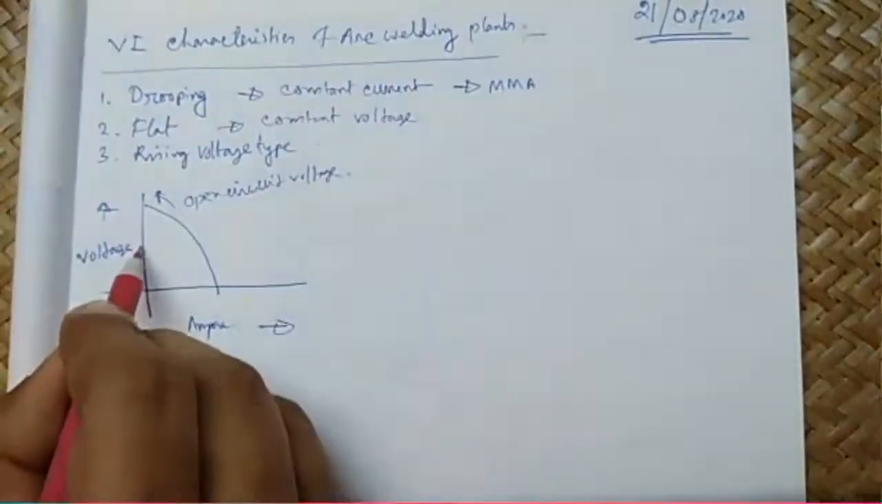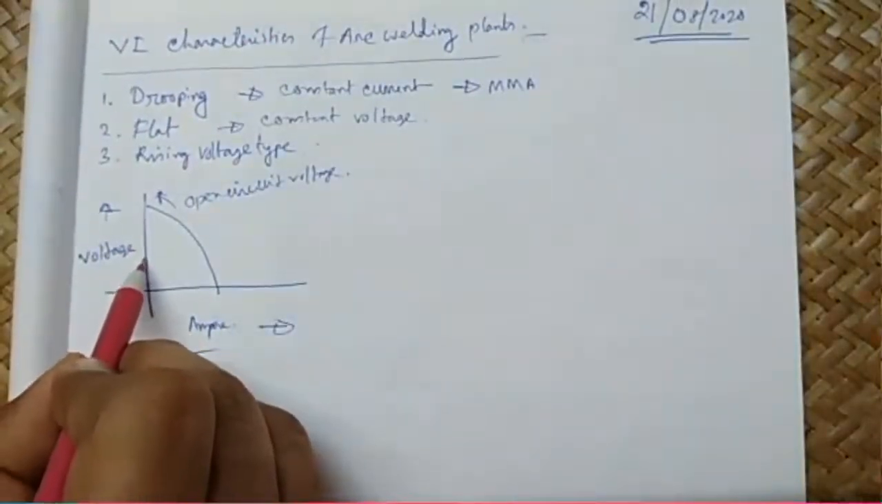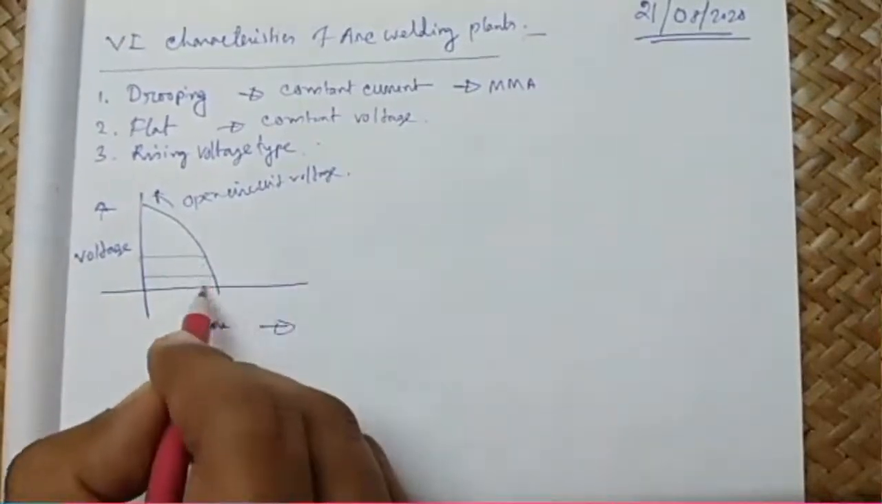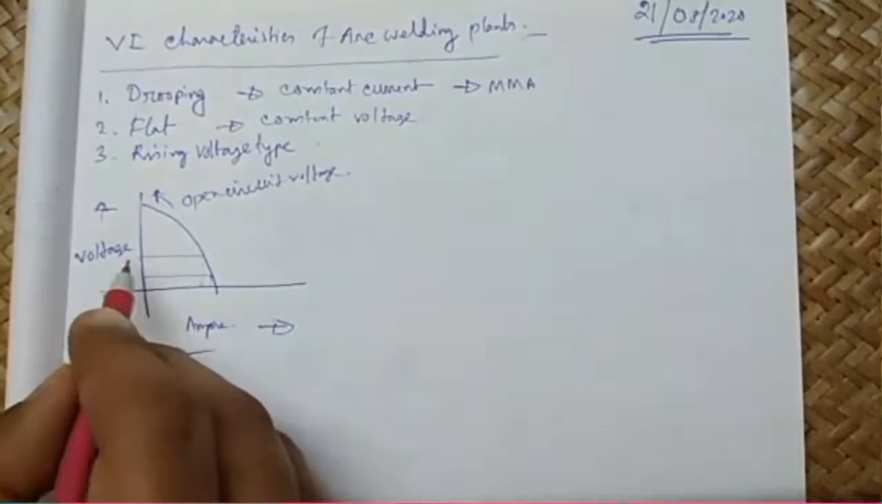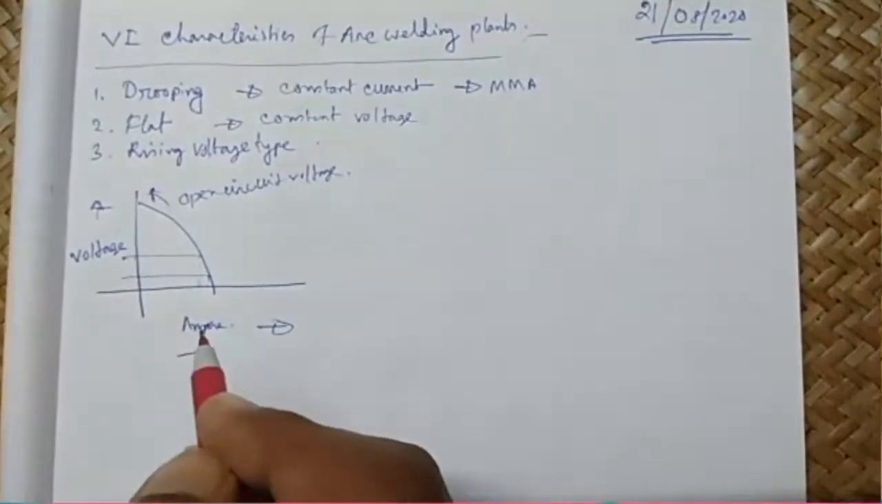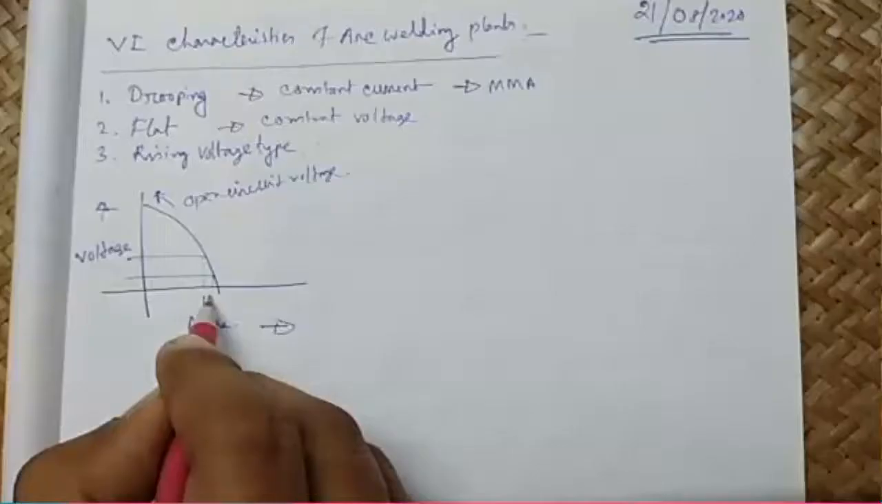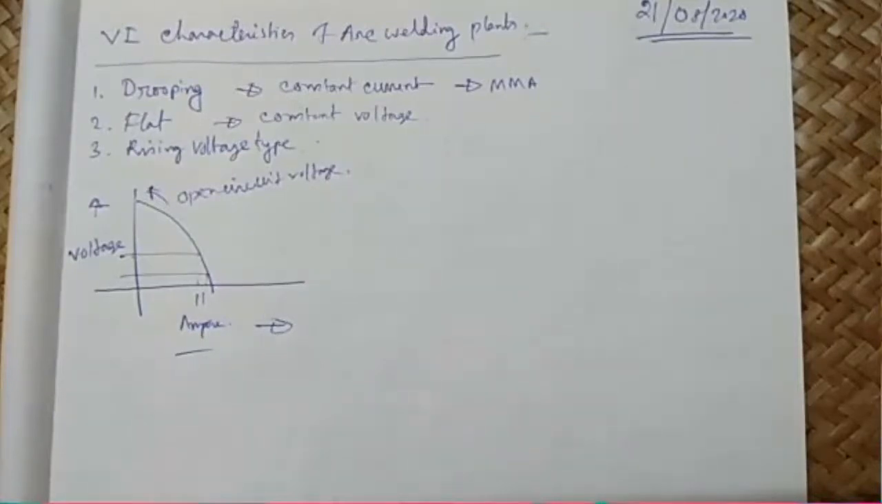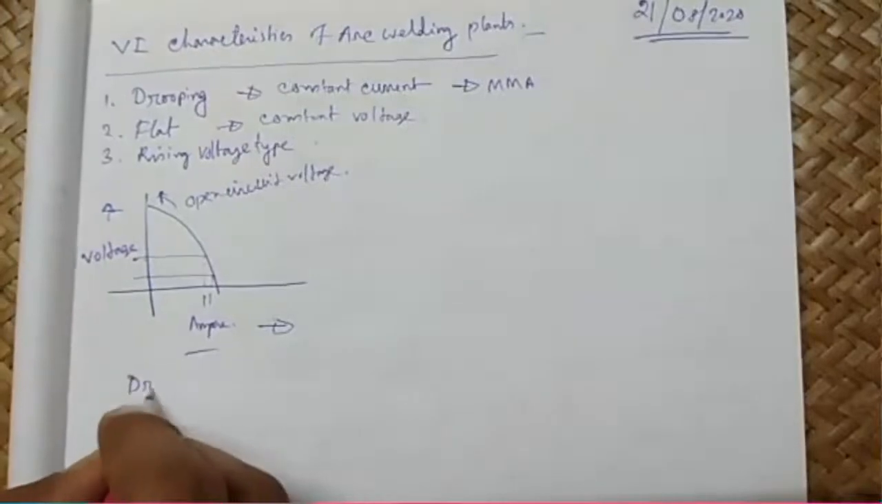If we look at two points, then you will find for a larger change in voltage, the change of current is very little. So change of current occurs, but it is very little compared to voltage. So this is a drooping curve.